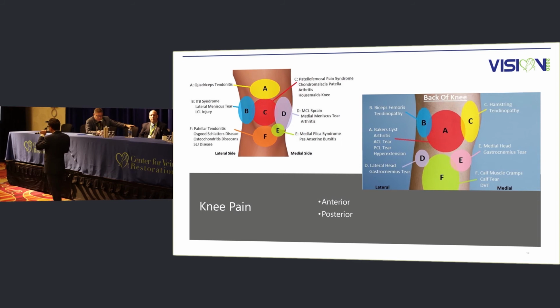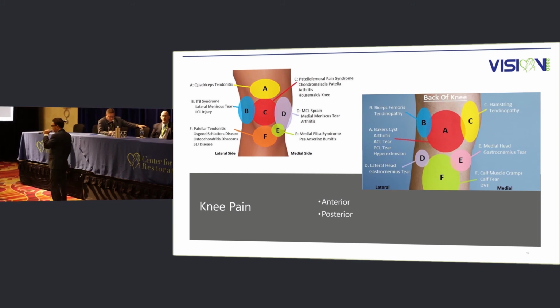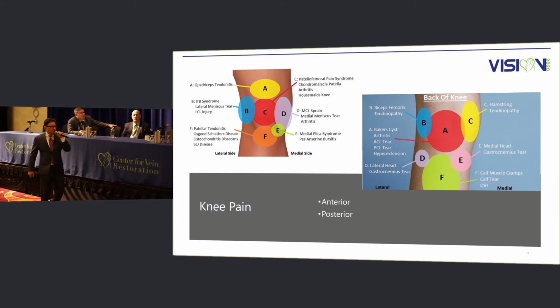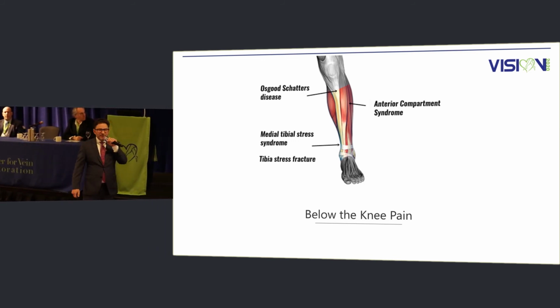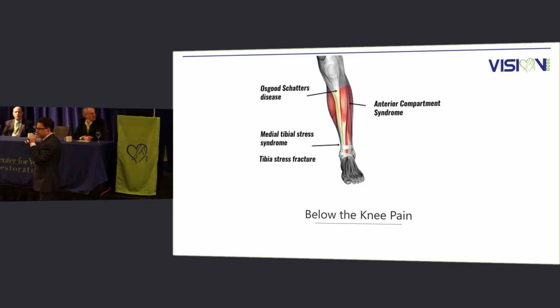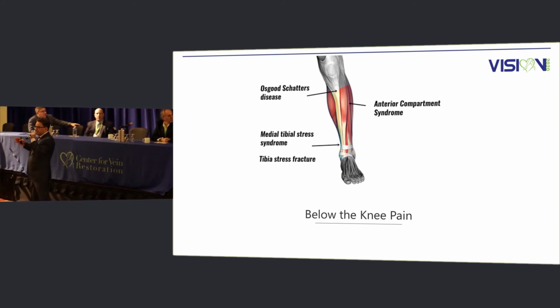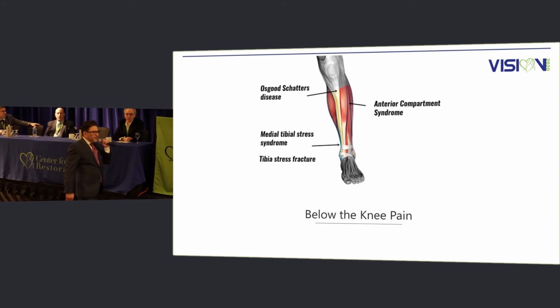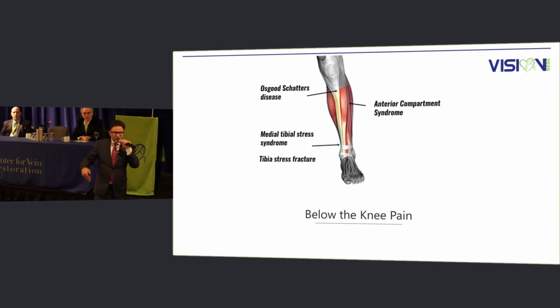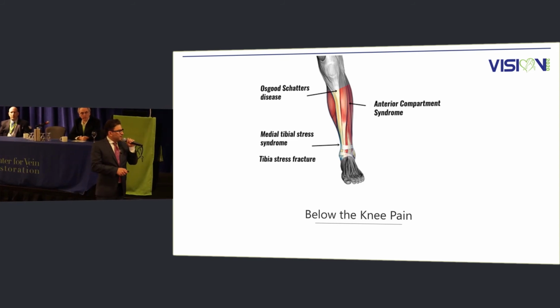Also consider injuries to the gastrocnemius muscle. Below the knee pain, medial tibial stress syndrome. This is another word for shin splints. Any muscle and tendon that becomes inflamed that inserts into the tibia in the medial shin is going to cause pain that runs up and down the shin.